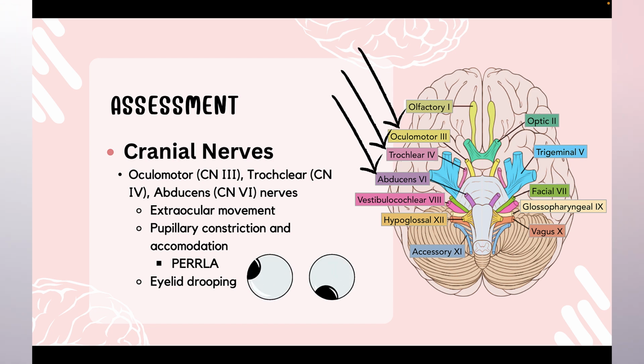And then also these nerves control our eyelids and if they're held up or not. So if we see eyelid drooping, which is known as ptosis, we would know that possibly something is going on with one of these 3 nerves.